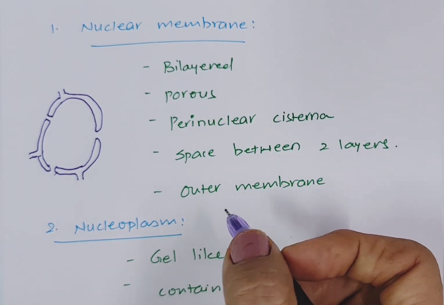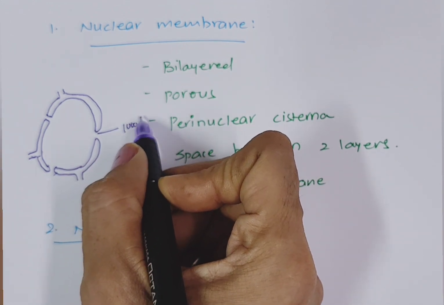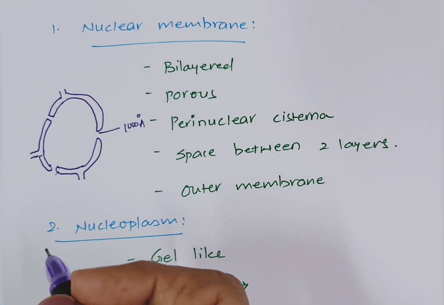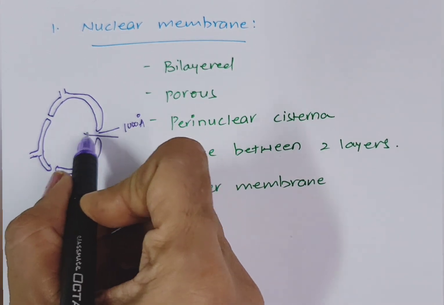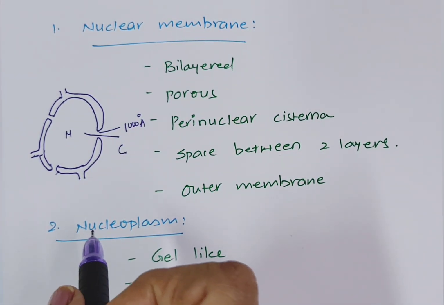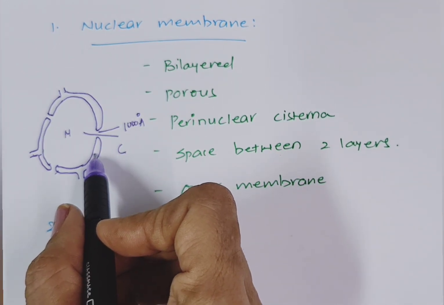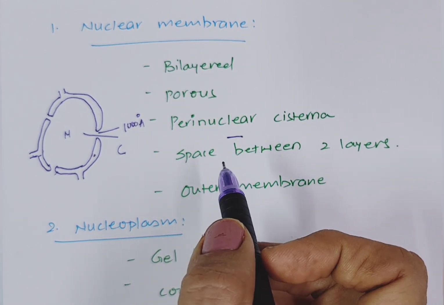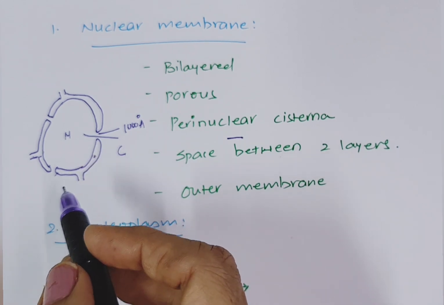These pores of the nuclear membrane are about 1000 angstrom in diameter, and they are covered by a thin homogeneous membrane, which allows passage of macromolecules, like RNA passing from the nucleus to the cytoplasm through these pores. Okay. In between these two layers, there is a space, this space. It is known as perinuclear cistern. Okay, perinuclear cistern. And through pores, the cytoplasm and nucleoplasm are in contact.